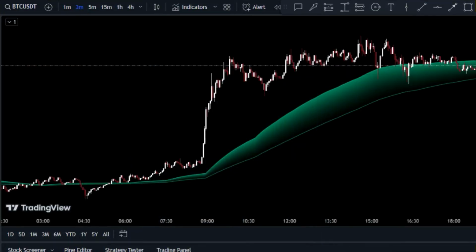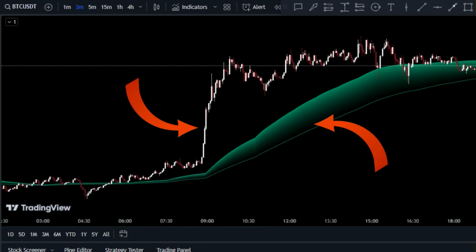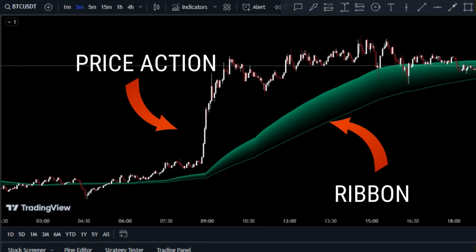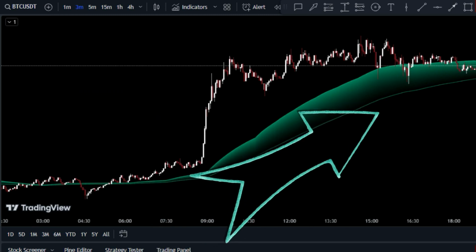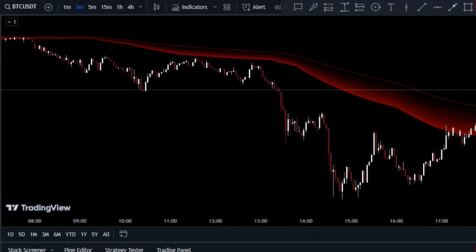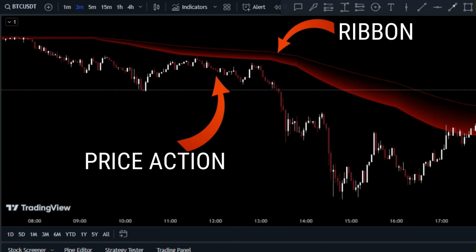Discover the simplicity of our efficient tool that eases your trading experience by automatically determining the market trend. Here's how it works. If the price candle appears above the ribbon, it signals a bullish trend. Conversely, if the price candles are positioned below the ribbon, it indicates a downward trend.